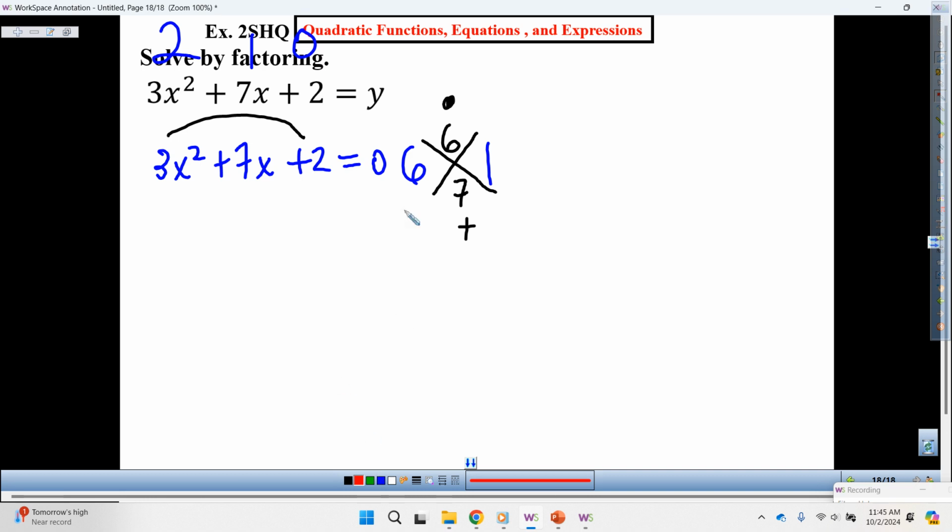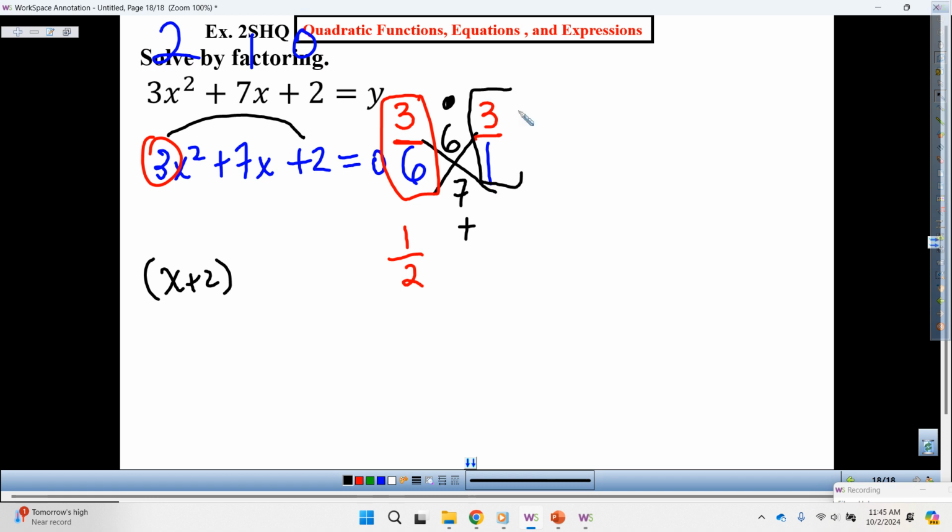Caitlin, so we're right here. Put the 3 on top of this one and on this one. That is correct because of that. So can we reduce this anymore? To what? 1 over 2. Yes, so my factor is x plus 2. Can we reduce this one anymore? So my factor is 3x plus 1, and all that equal to 0. Pass it to someone.